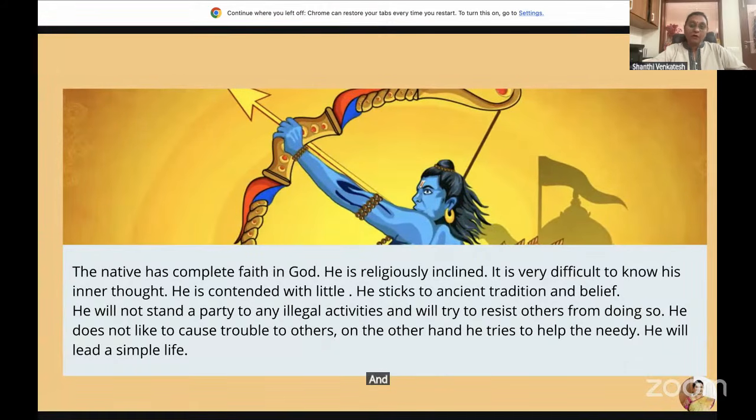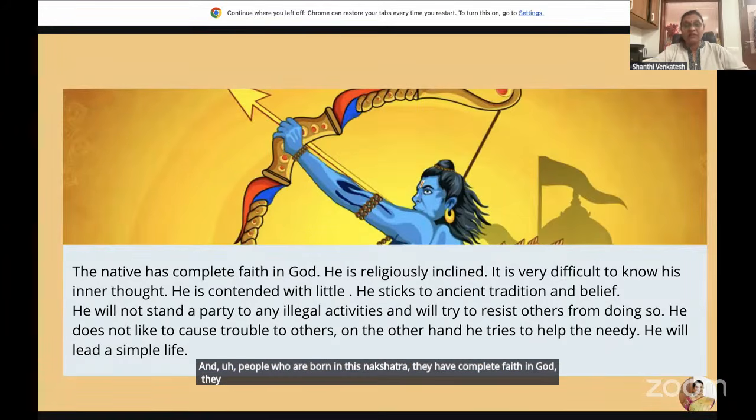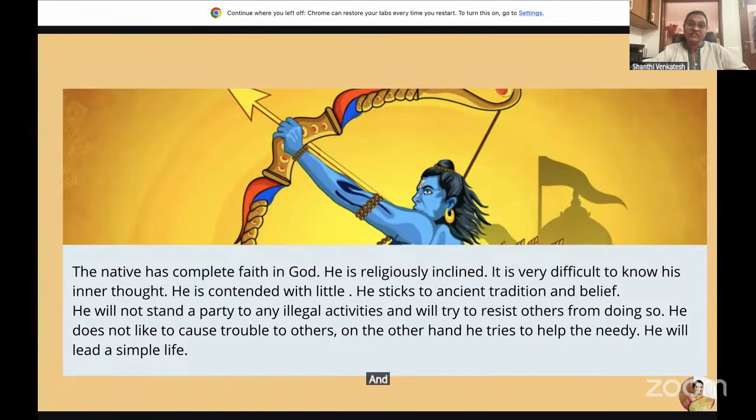And people who are born in this nakshatra, they have complete faith in God. They trust, they have got a lot of faith in God, and they're very religious, because this is a nakshatra that is owned by Jupiter. Jupiter represents religion. So they are very religiously inclined.